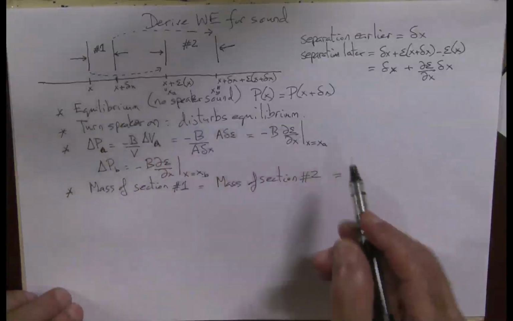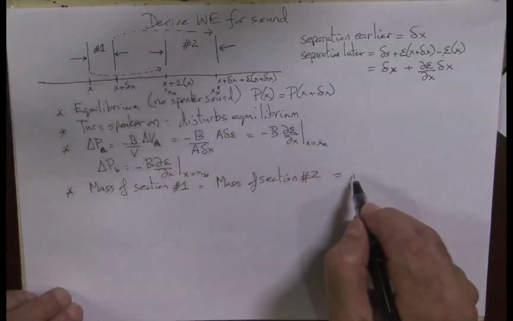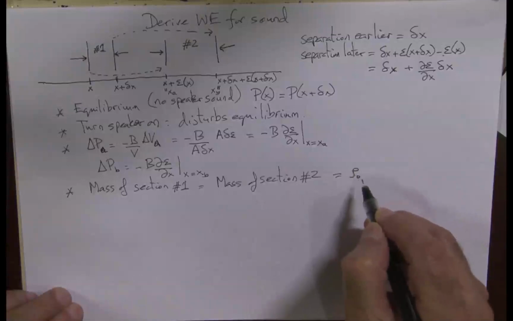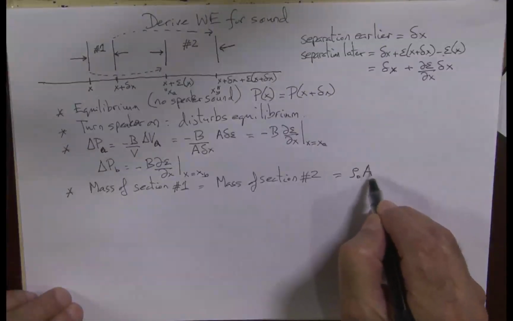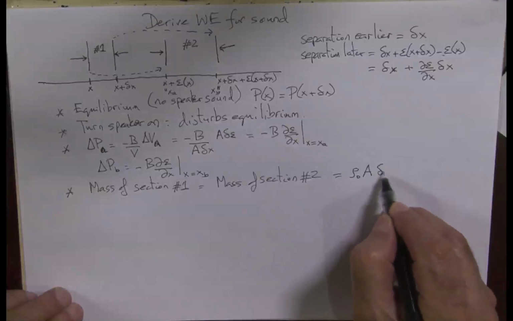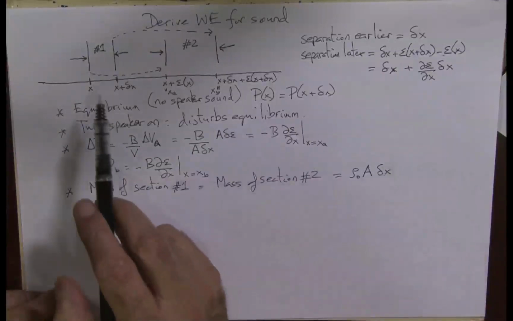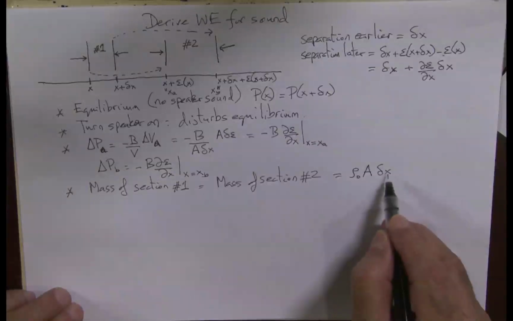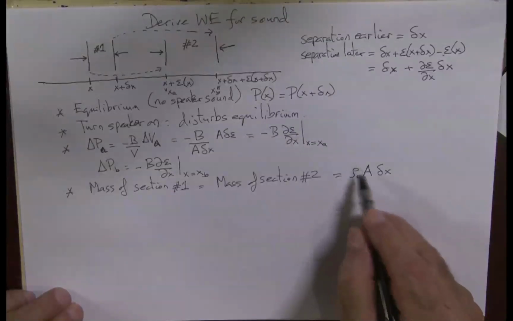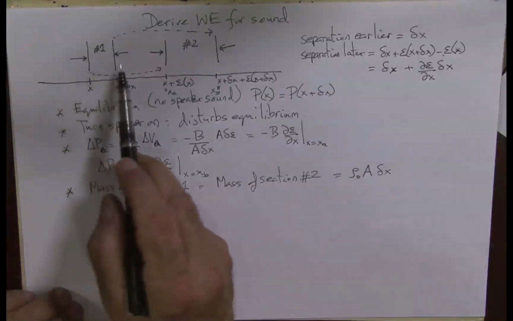And it's easier to take the first. Let's do that. This is the equilibrium density rho naught times the area times the separation delta x. So this is the volume A delta x multiplied by the density, and that's the mass over here.